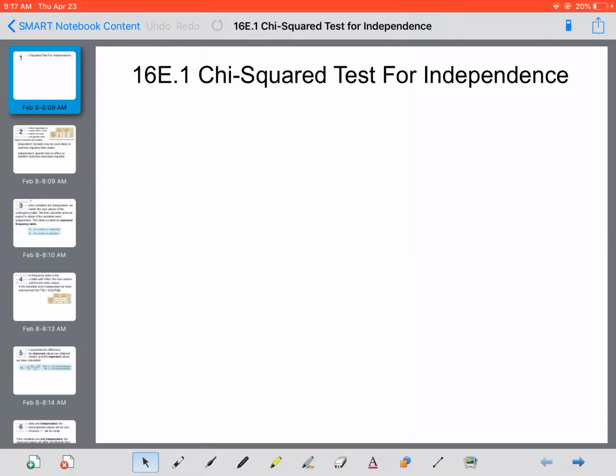Okay, let's talk chi-squared test for independence now. We have talked about the goodness of fit test, and that is a test that's designed when you have one categorical variable, and the test for independence is when you're comparing two or more variables and you're trying to determine whether or not they are dependent or independent of each other. And so let's take a look.